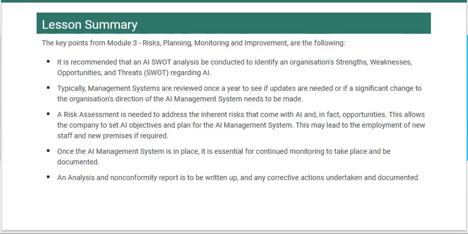A risk assessment is needed to address the inherent risks that come with AI and, in fact, opportunities. This allows the company to set AI objectives and plan for the AI management system. This may lead to the employment of new staff and new premises if required. Once the AI management system is in place, it is essential for continued monitoring to take place and be documented. An analysis and nonconformity report is to be written up, and any corrective actions undertaken and documented.